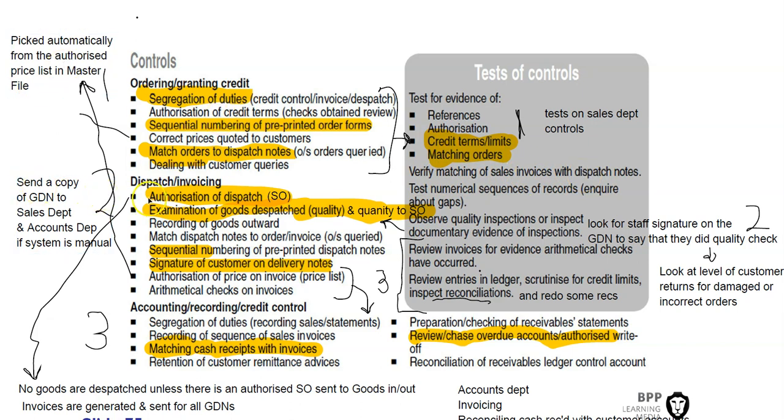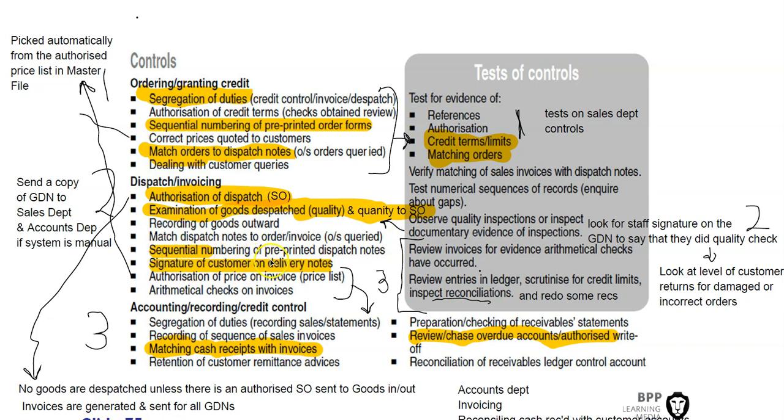The second main area is dispatch, and the authorization of dispatch really is that any dispatch needs a sales order, and the examination, the big quality check that's there for quality and quantity, that the people in dispatch examine the goods to make sure the quantity and the quality agrees with what was ordered.